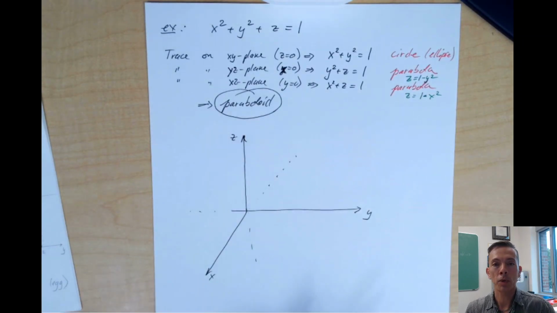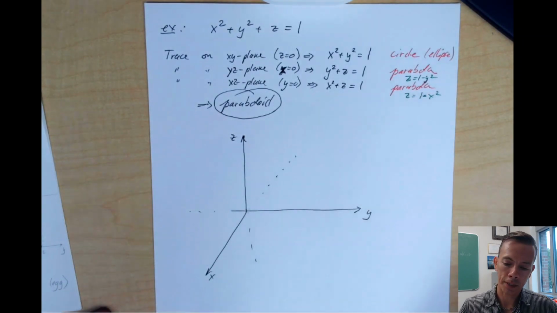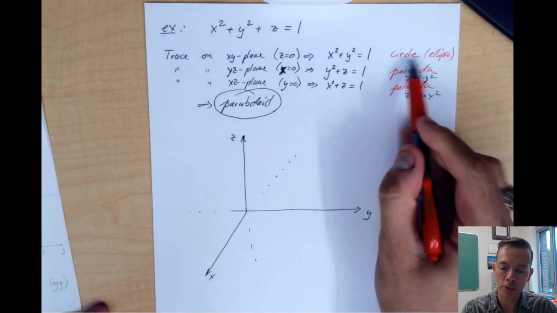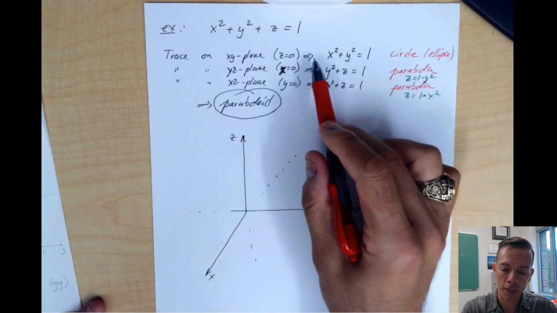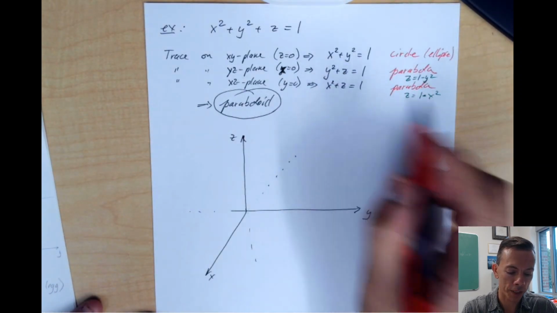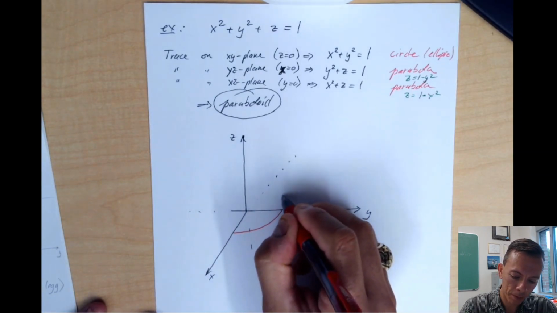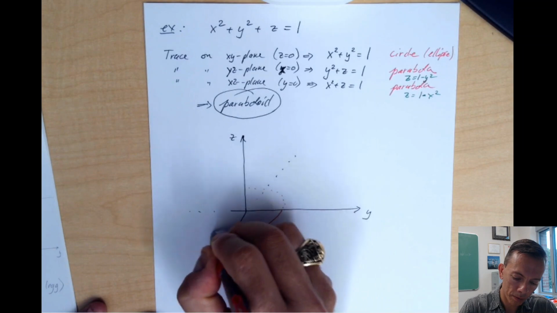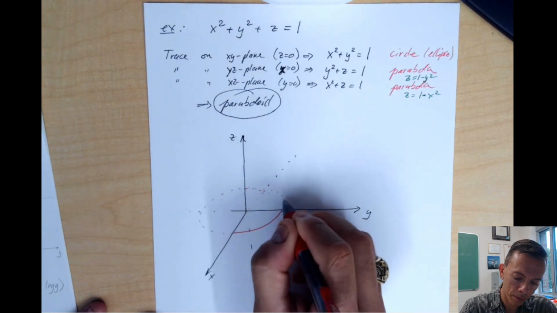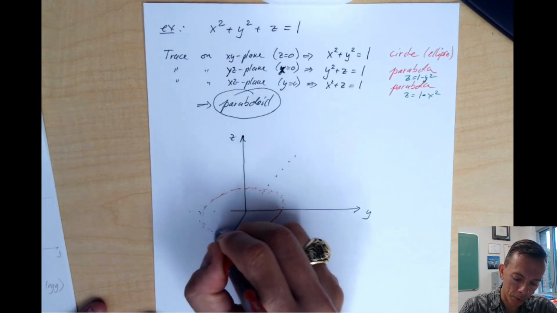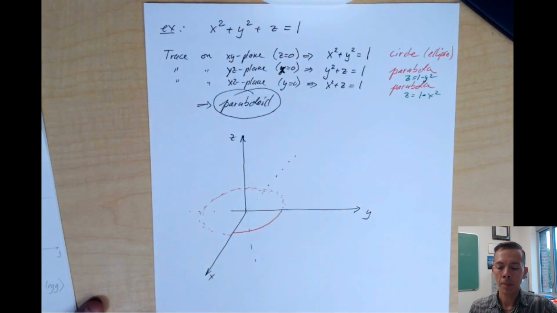So taking x, y, z coordinate axes, let's look at the first trace. It's a circle in the x, y plane of radius 1. So here you have the unit circle. Again, I'm using dotted points for anything that's not in the first octant.